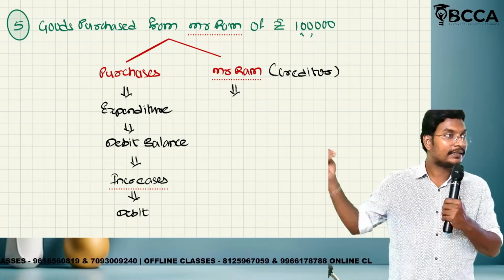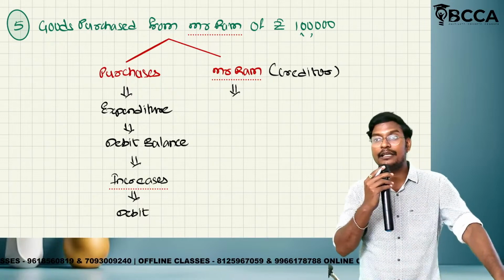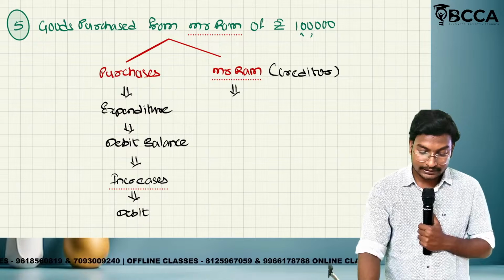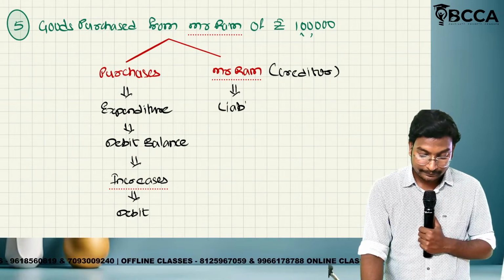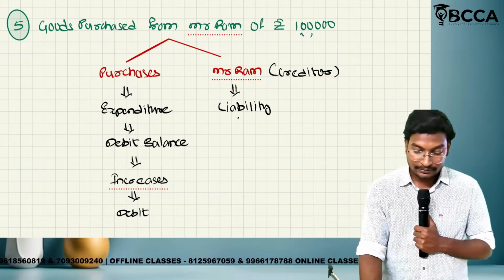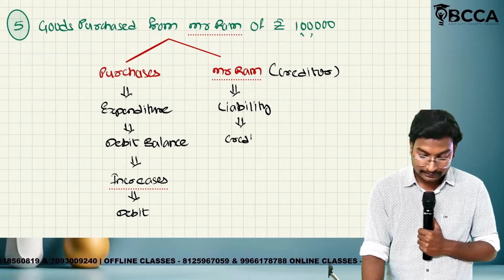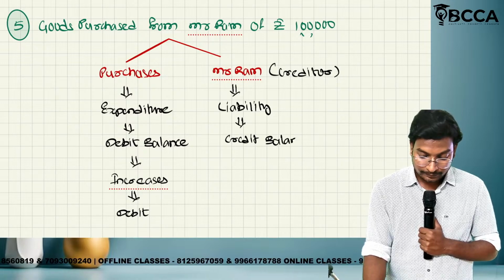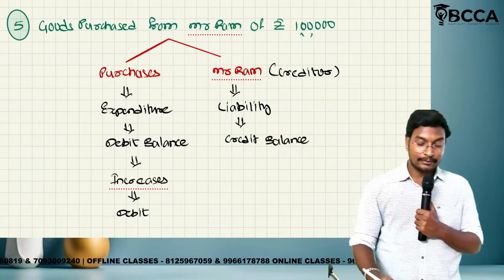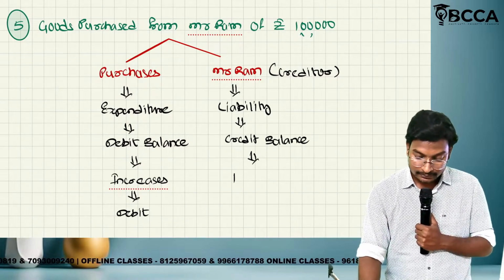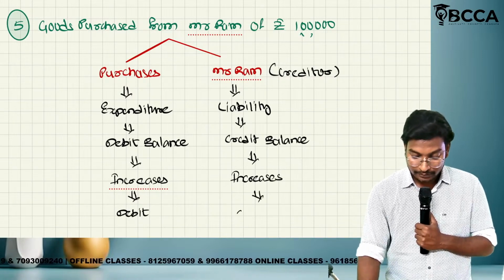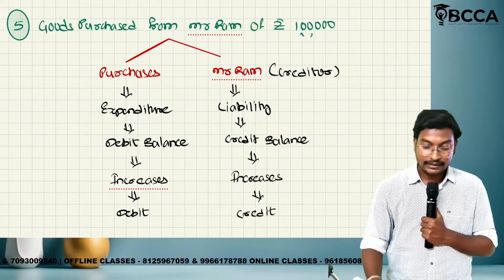At the time of credit purchases, the creditor value increases or decreases? Increases. So this is called what? Liability. The liability means which balance? Credit balance. Whether the balance is increasing or decreasing? Increasing. At the time of making the purchases, the balance will increase. So what we have to do? Credit.